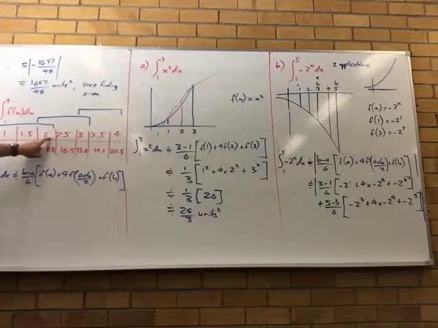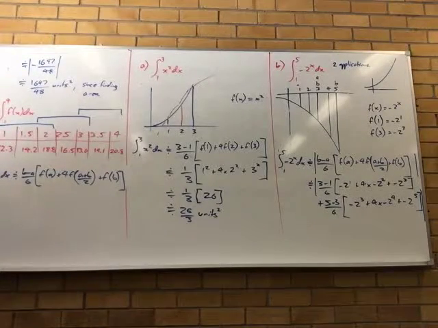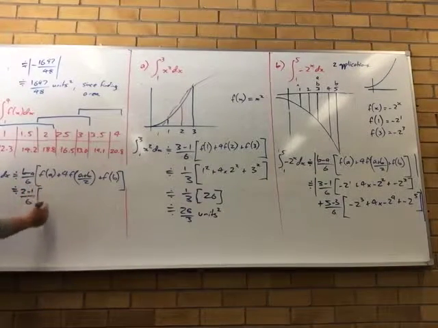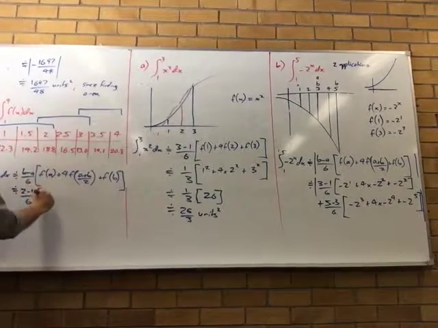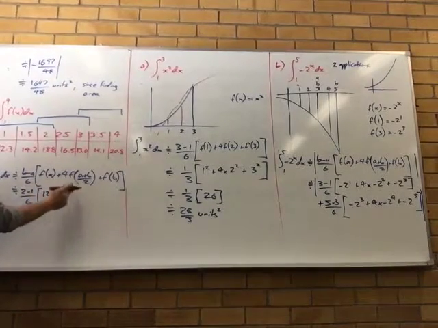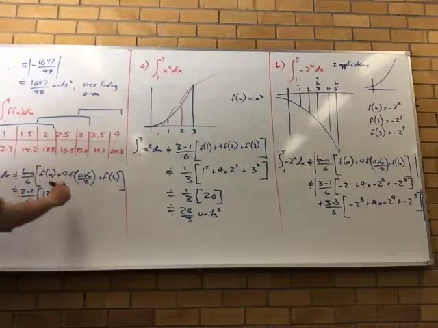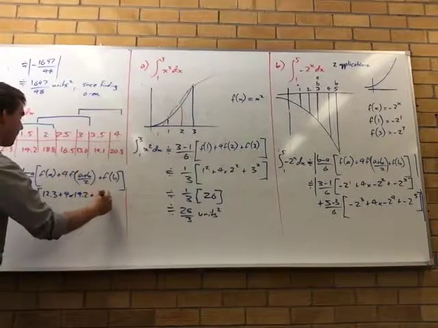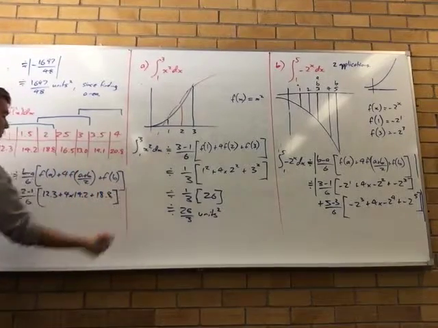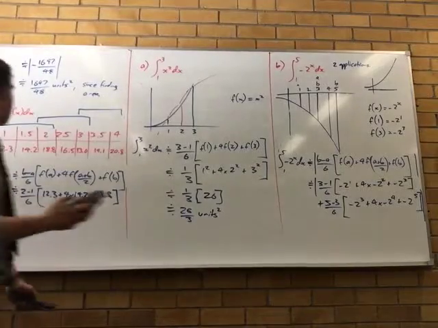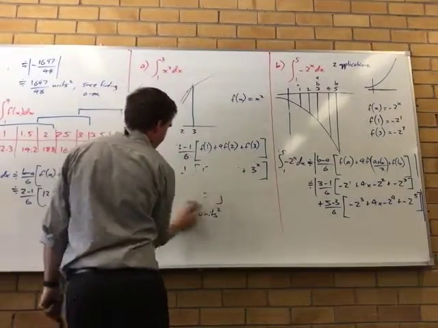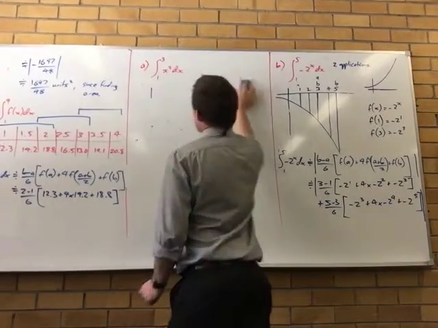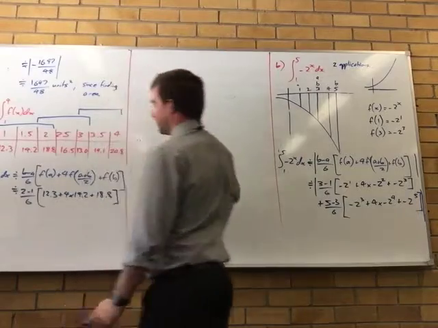Alright, so B is 2, A is 1. So we've got 2, take away 1 on 6. F of 1, I'm told in the table what it is, 12.3, plus 4 times the middle. Okay, and do that another 2 times with the base. No negative signs whatsoever except for subtraction.